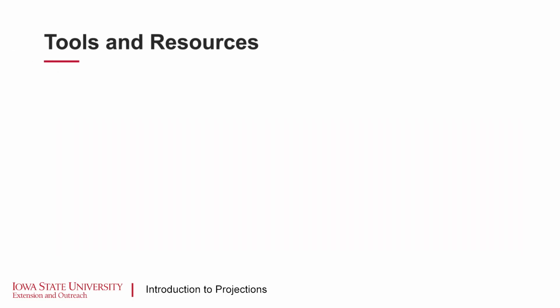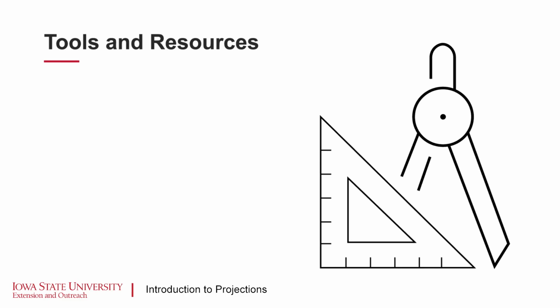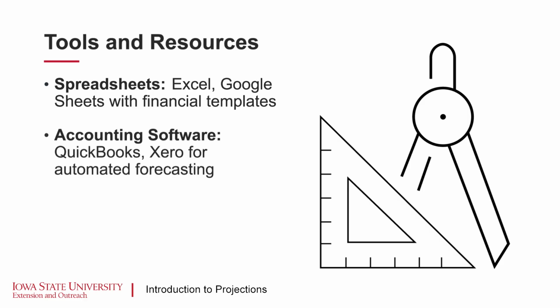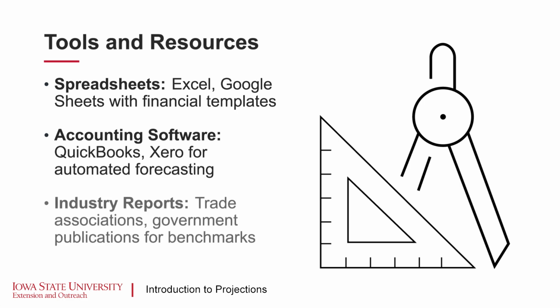As you build your financial projections, there are several tools that can make the process easier and more accurate. Spreadsheets, like Excel and Google Sheets, are great for building customized forecasts using templates and formulas. Accounting software such as QuickBooks or Xero can automate some of the forecasting process and pull data directly from your books. And don't forget about industry reports. Trade associations and government publications can give you benchmarks and trends to help ground your projections in reality.